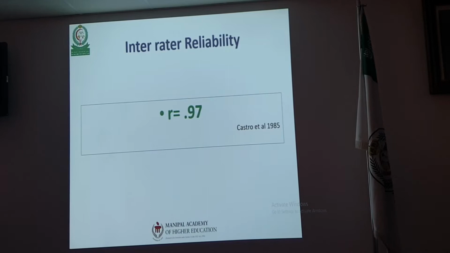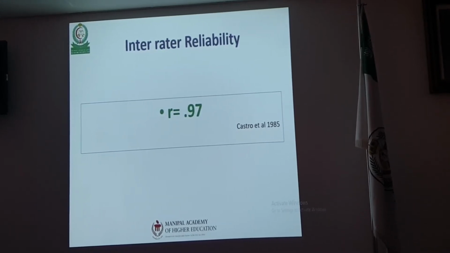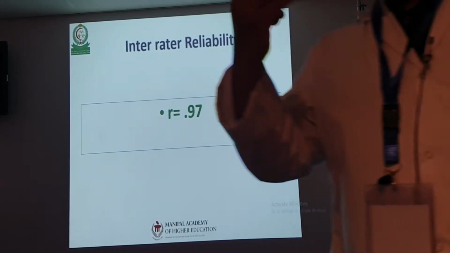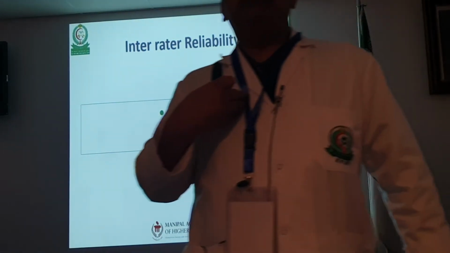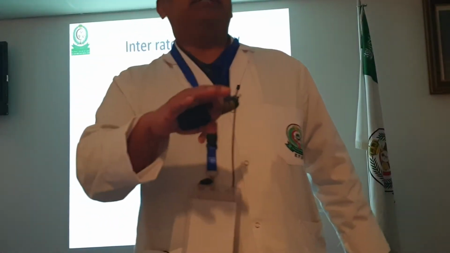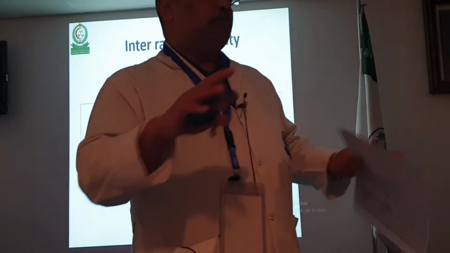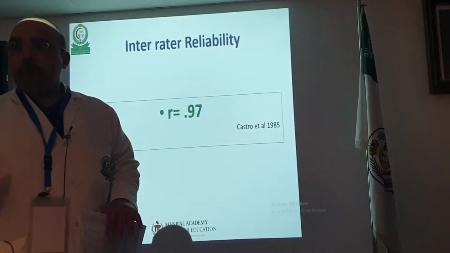Now after this we come to some statistics. What is the inter-rater reliability? Inter-rater means between two testers. Suppose you do and I do, what will be the difference between us? That is 0.97. That means your evaluation and my evaluation will be 97% reliable. Only 3% we will have differences. Is that clear? Between two testers. All of you clear?